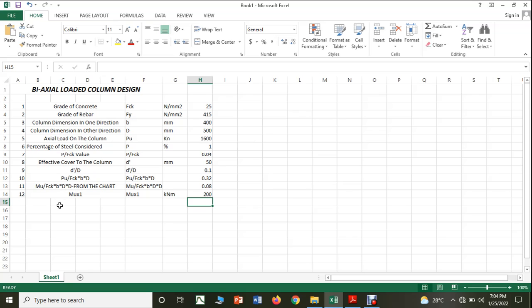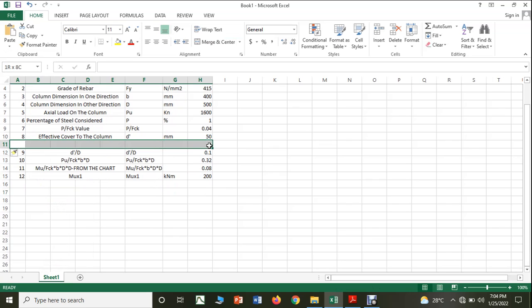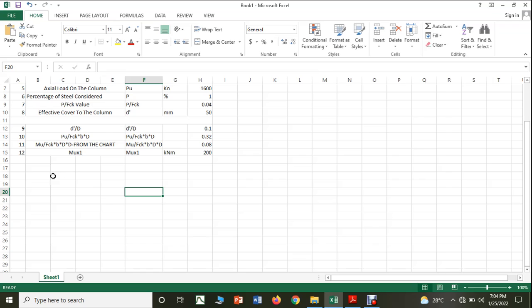So once this is done, that is with respect to d dash by D value, you can insert one here so that no doubts will come. Then next I can go to the 13th step and find out d dash by B value. So this is d dash by D. Now I will go to d dash by B. Yes, I am going to find d dash by B.